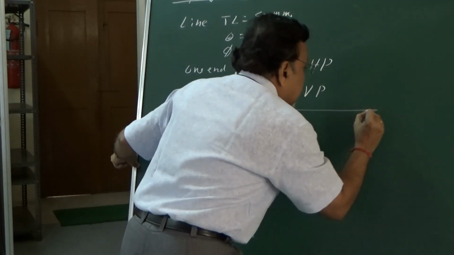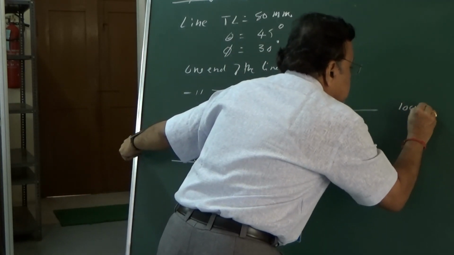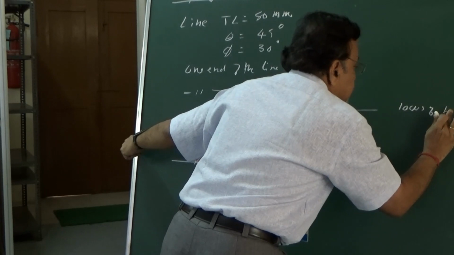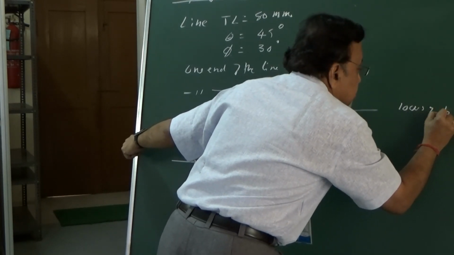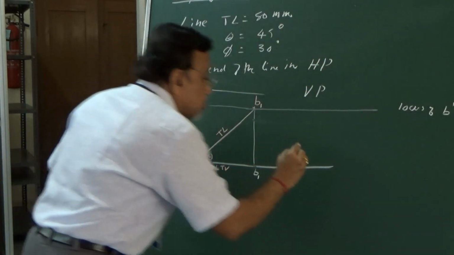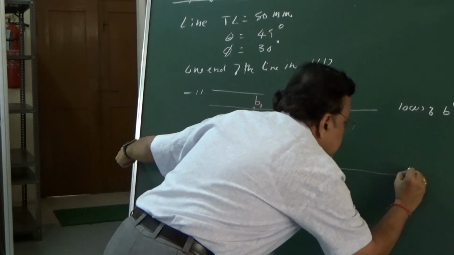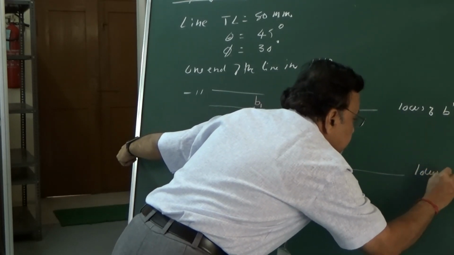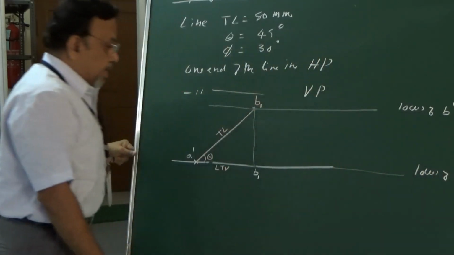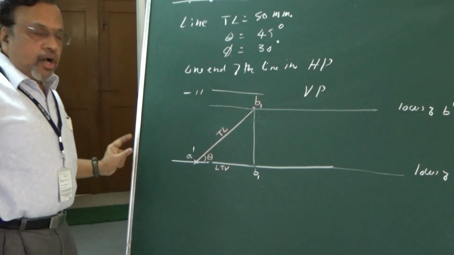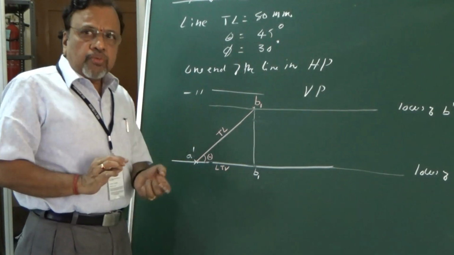I will consider this line to be the locus of B dash. And already on the XY line, what do we have? Here we already have the locus of A dash. Now this is stage 1. Now we need stage 2. So what about stage 2?